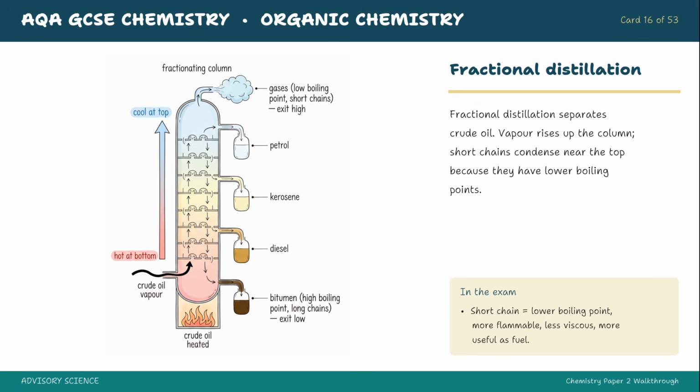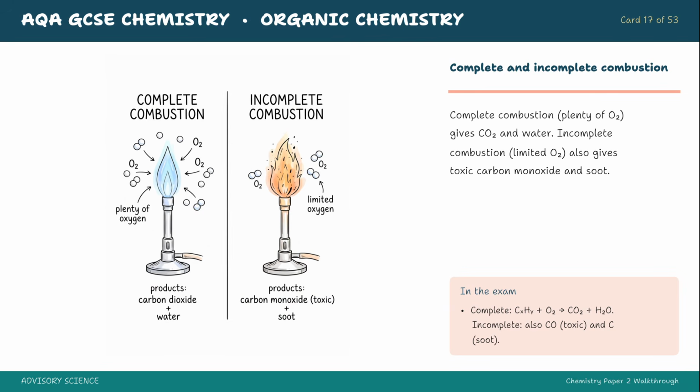In the exam, the key idea is that hydrocarbons are separated by their boiling points, and boiling point depends on the length of the carbon chain. Useful fractions include petrol, kerosene for jet fuel, diesel, and bitumen for road surfaces. When any hydrocarbon is burned with an abundant supply of oxygen, it undergoes complete combustion. The carbon and hydrogen are fully oxidized, meaning the only two products formed are carbon dioxide and water.